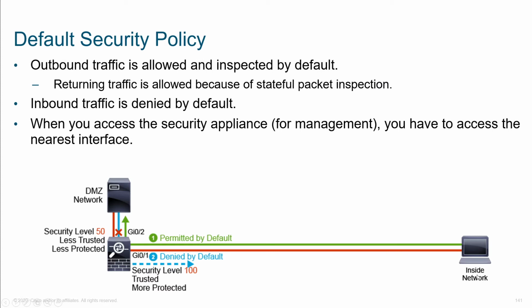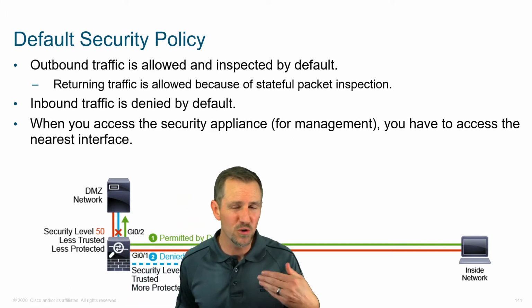So default security policy, outbound traffic is allowed and it's inspected by default. So we know what allowed means. What does it mean if something's going to be inspected? Well, you can actually see this.